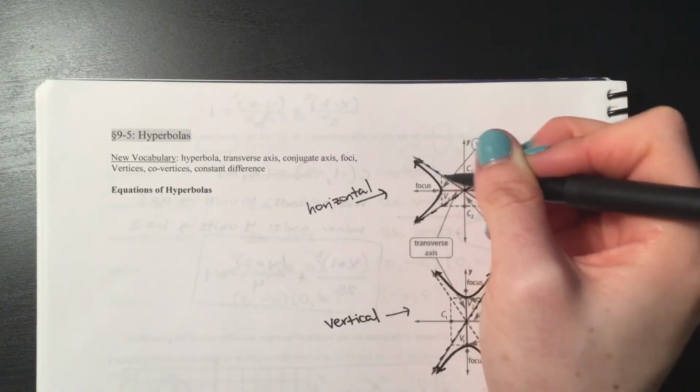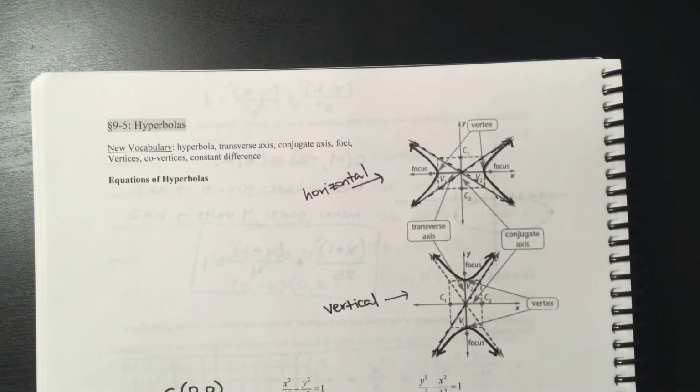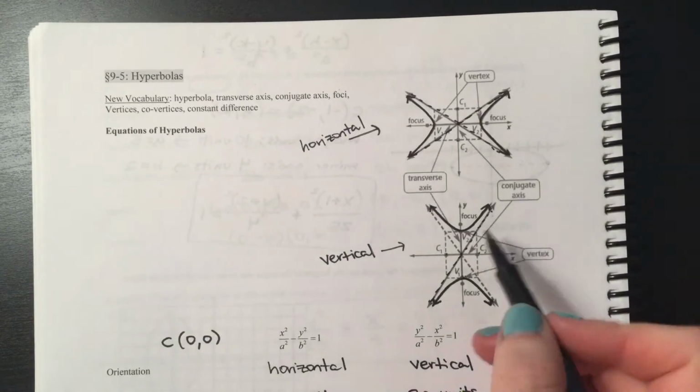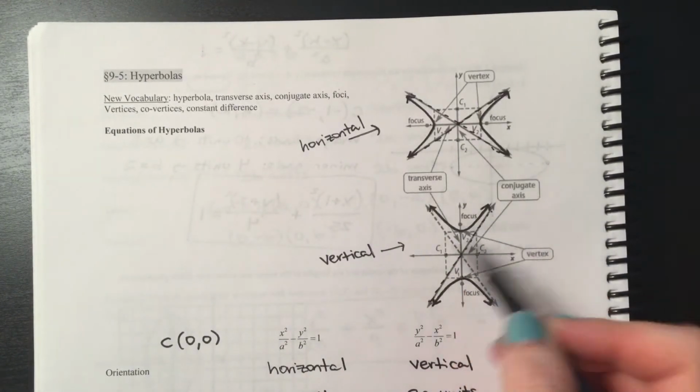So we have dealt with vertical asymptotes and horizontal asymptotes before. This is the first time that we're dealing with diagonal asymptotes. So basically they're really, really important because they show us exactly how wide or how narrow our hyperbola is supposed to be. It really helps us to guide that graph and how the shape looks.